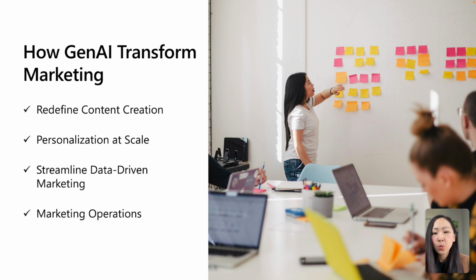Even though in the past we also had marketing personalization, it was so manual. But now with AI, we can make sure the process is more streamlined. We can immediately create tailored messaging based on our audience interests and behaviors, and we can really scale the personalization efforts. Another thing is it can also streamline data-driven marketing in real time.